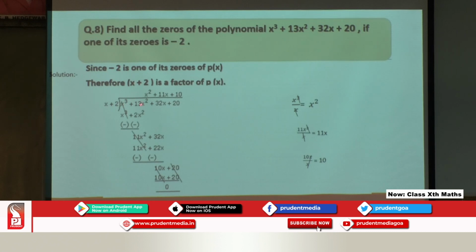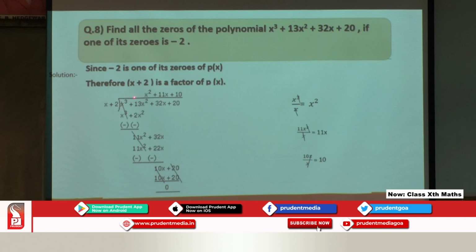See, x cube plus 13x square plus 32x plus 20, this is the dividend, divided by the divisor x plus 2. Again we have to follow the same method here also. The first term of the dividend is x cube and the first term of the divisor is x. So, again x cube is divided by x; after cancellation x and x are cancelled, and we got x square. So, this x square is the first term of the quotient.